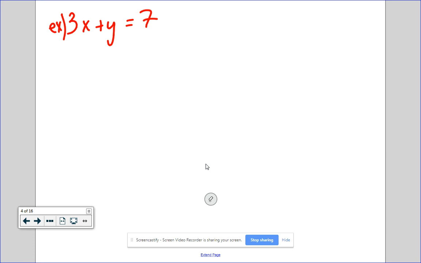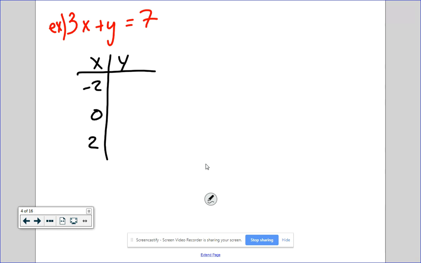How many of you did it numerically, I mean, analytically, in the long run? Okay. Numerically. How many of you did an XY table? Okay. How many of you did slope intercept? How many of you did it graphically? Okay. So XY table.